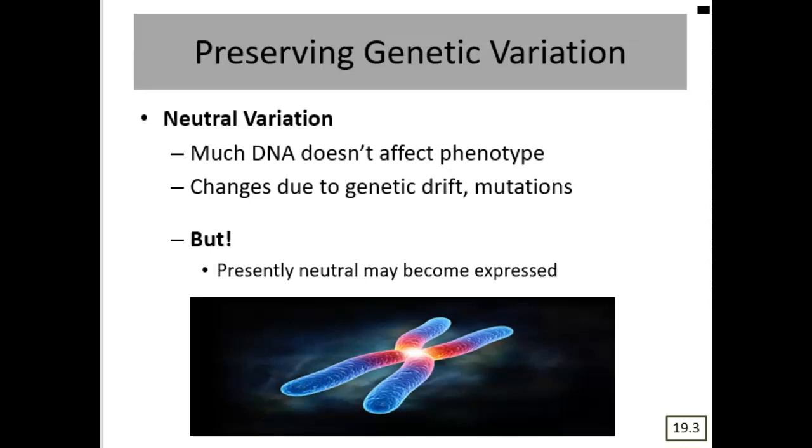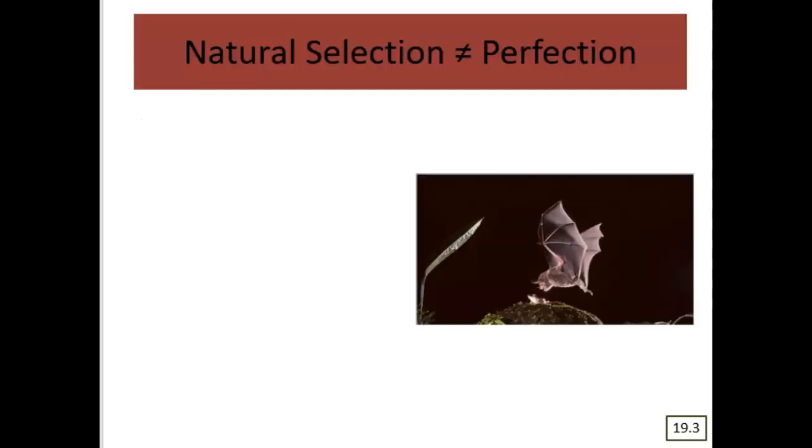All right, so the last point I want to make then is that natural selection is not something that leads to perfect organisms. Right? Natural selection selects for whatever survives and reproduces best, but does not create perfection. Let me give you an example.